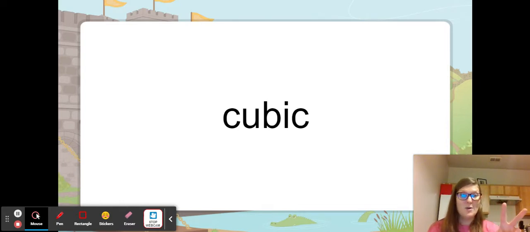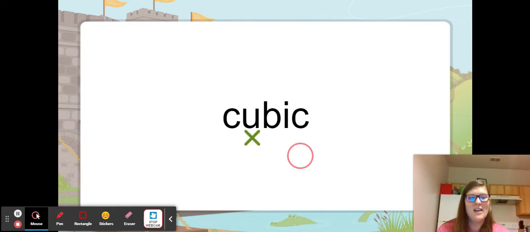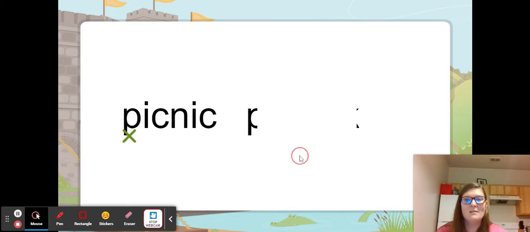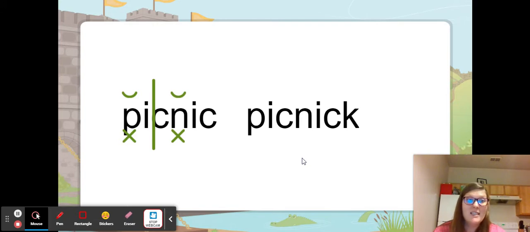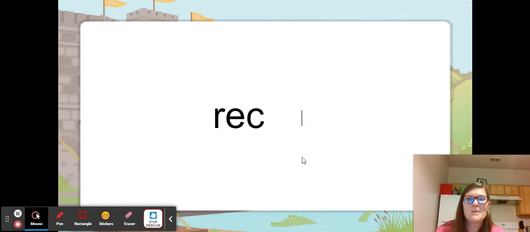Now, if we have a two-syllable word, right, where the second syllable ends with a K sound, it's usually going to be that C, right? Yep, two syllables or more, going to have that C in the second syllable. Cubic. Okay, same with picnic. However, when we add an ending, that C will turn into a soft C, a rainbow S, if we just add the ending. So we have to add that K in there to protect it. Okay, let's see what we have here.